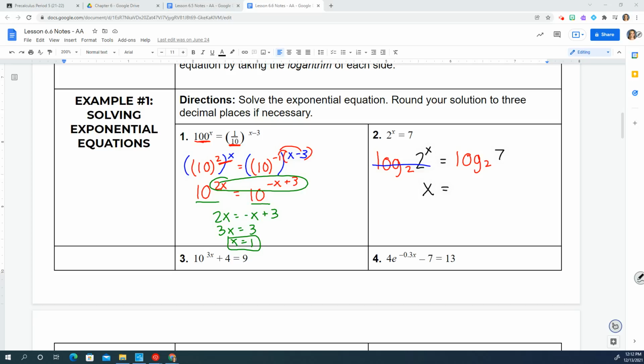So this process works, and then to type this in your calculator, we have to do the change of base. We have to do log of 7 divided by the log of 2, which I got about 2.807. So that's the algebraic way to solve exponential equations: you use logarithms.